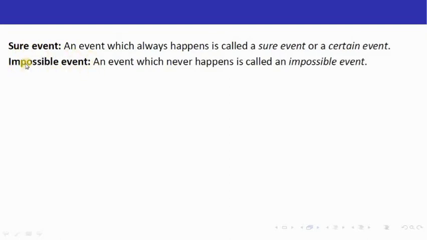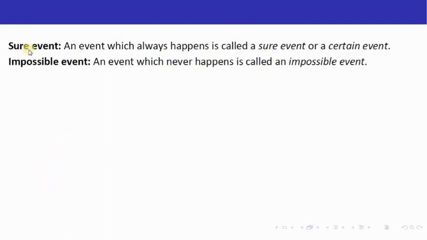Okay, now impossible event, so an event which never happens. For example, getting a 6 while tossing a coin, is it possible? You will get either heads or tails, you will never get 6, right? So that kind of event is known as impossible event.